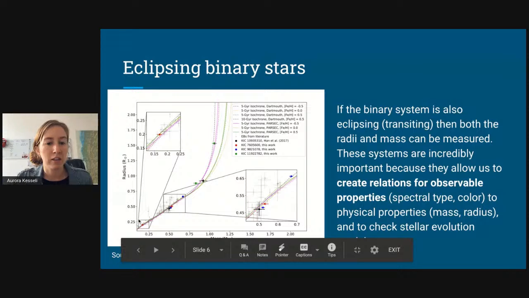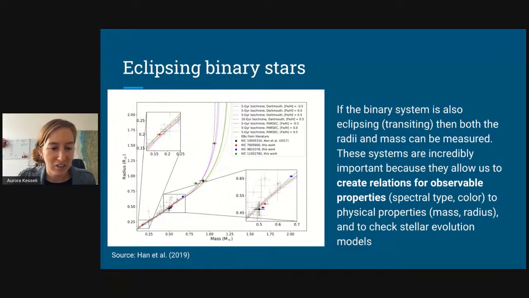This is showing low mass stars, from masses of about 0.25 times the mass of the sun up to about 1.5 times the mass of the sun. And also their radii are plotted on the same plot. And you can see that we have lots of different models. The models are all plotted with different lines, and the observations of these different eclipsing binary stars are shown with the dots.